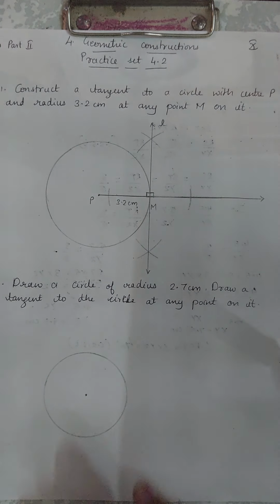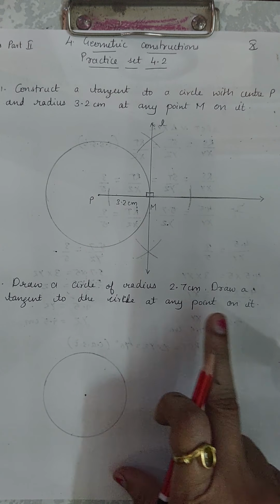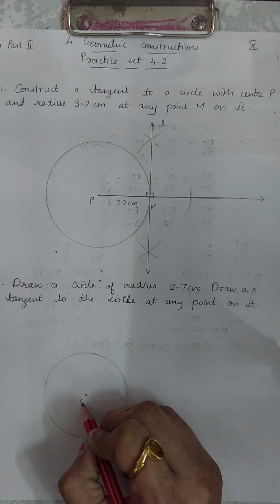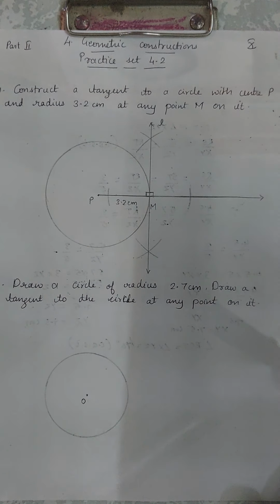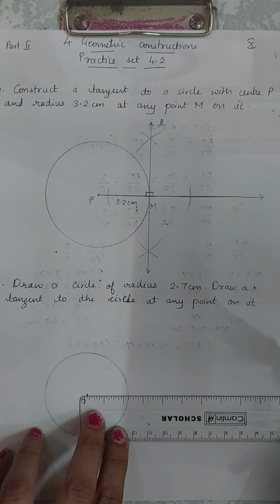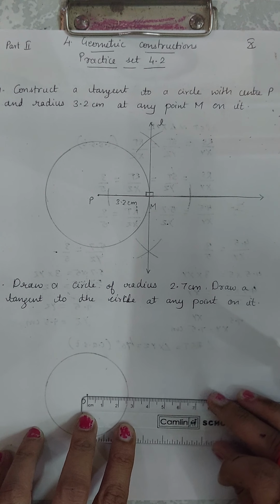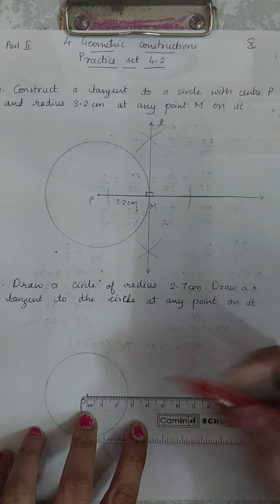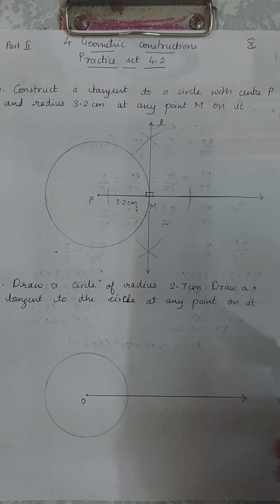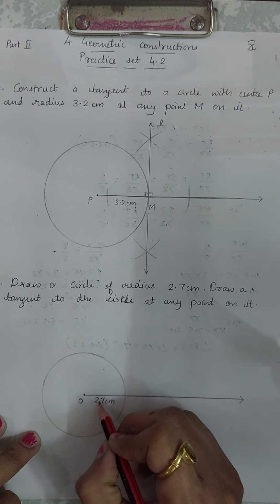Here nothing is given, neither the center nor the radius, only the measurement of the radius. So you can name it with whatever alphabet you want. Suppose I name this as O. After this we draw the radius and extend it further like we did in the previous one. We're just going to do what we did in the previous part. So we draw and extend it. This radius is 2.7, you can write down 2.7 centimeter.